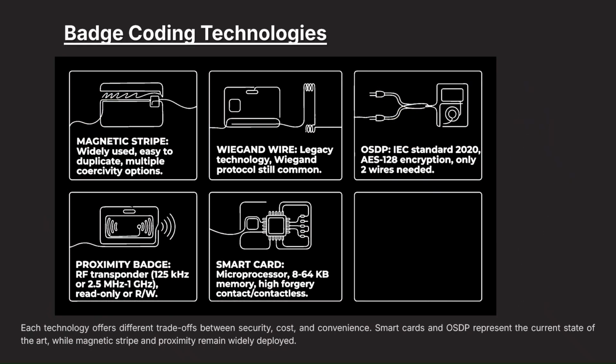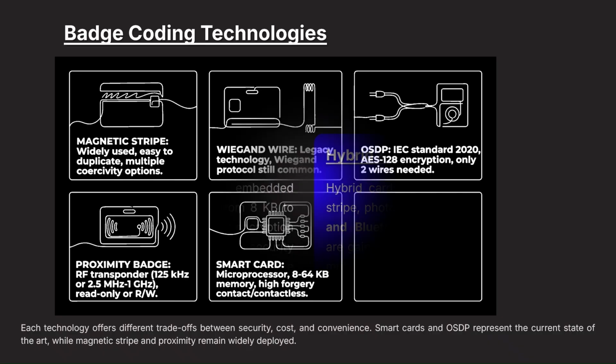Badge technologies differ in cost, security, and functionality. Magnetic stripe cards are low-cost but easily copied. Wiegand cards are more secure but still limited. Proximity cards use RFID and are widely adopted for convenience and moderate security. Smart cards represent the current standard, offering encrypted data storage and higher resistance to cloning. Choosing the right technology depends on balancing risk, cost, and operational needs.